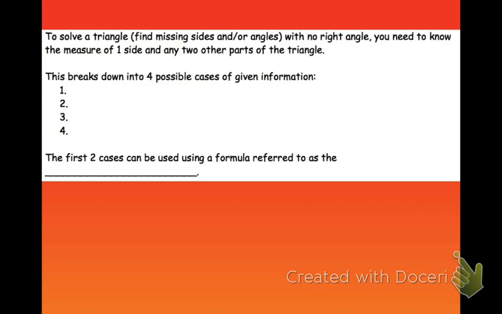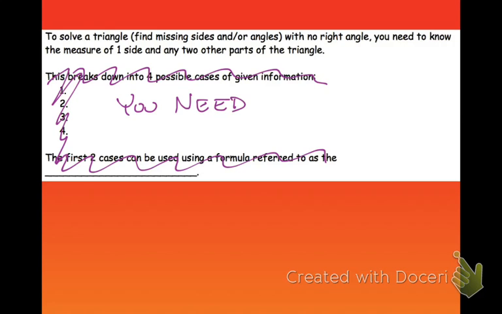If there's no right angle, you can't use the Pythagorean theorem. You can't use just straight trig ratios. You need to know the measure of one side and any two other parts of the triangle. So what I'd actually like you to do right now is cross this part out, and I want you to write down, you need an angle side pair. And what I mean by that is what you'll see in this next slide here.